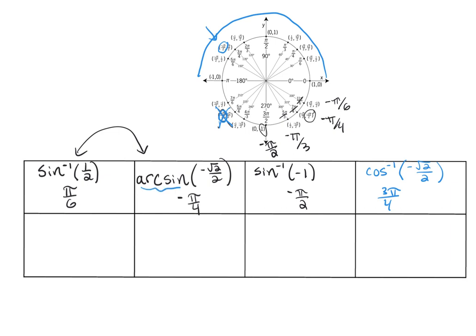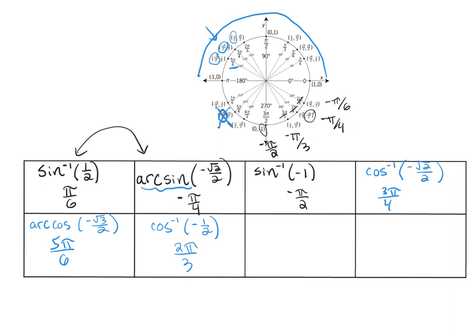Okay, similar to this, arc cosine. So that means inverse cosine of negative square root of 3 over 2. Negative square root of 3 over 2 is right here, so that is 5 pi over 6. Okay, inverse cosine of negative 1/2. Negative 1/2 is right here, that's 2 pi over 3.